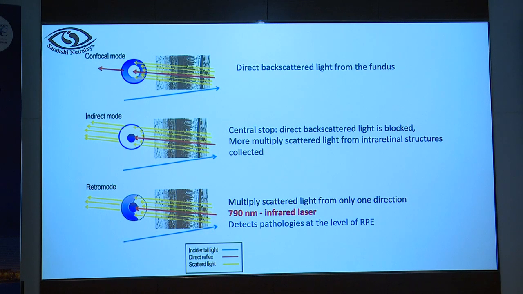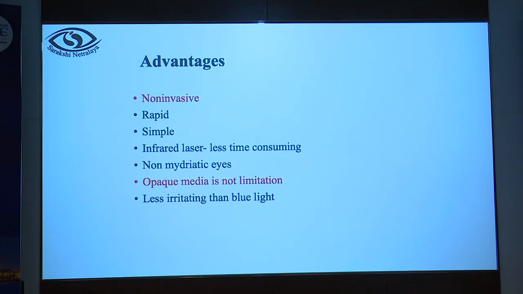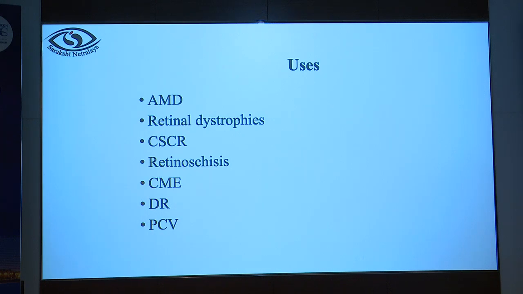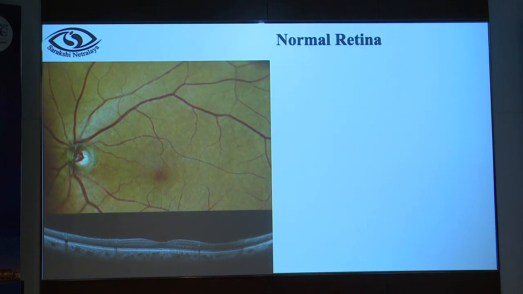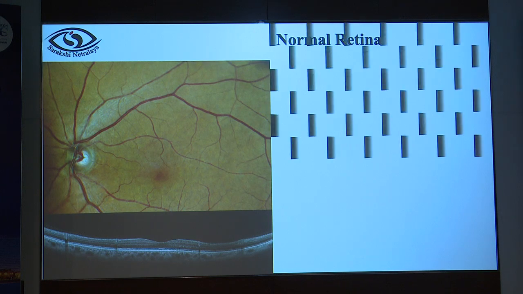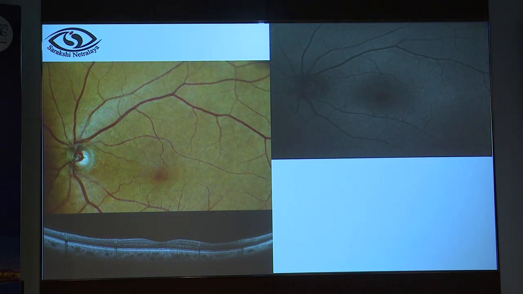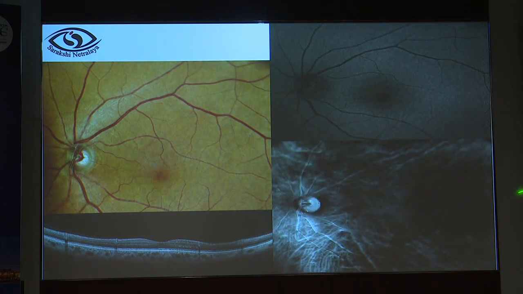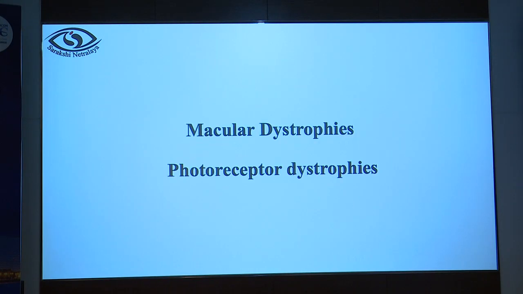So this is what happens in this particular thing, where they use this retro mode and how it helps us. Now this is the normal retina color photo. This is the OCT. This is FAF. Okay. And in a retro mode, in a normal retina, you see it normally like this. This is the normal configuration which you see on a retro mode. Now let us see how it looks in diseases which affect the retina.